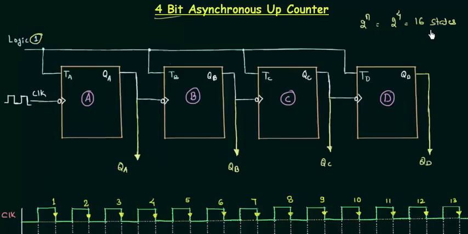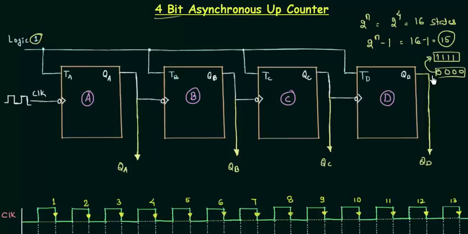We can also find out the maximum count, and the maximum count is given as 2 to the power n minus 1, that is 16 minus 1, which equals 15. So it can count a maximum of 15, and 15 is nothing but 1 1 1 1. So this is the output of the flip-flops, and this is the maximum count, and the minimum count is definitely 0 0 0 0. So we have to count from 0 to 15. So this is our task.